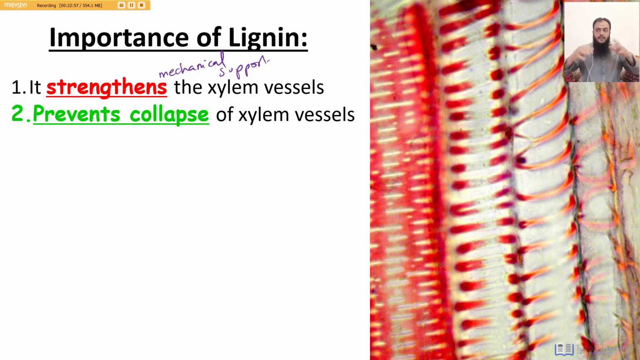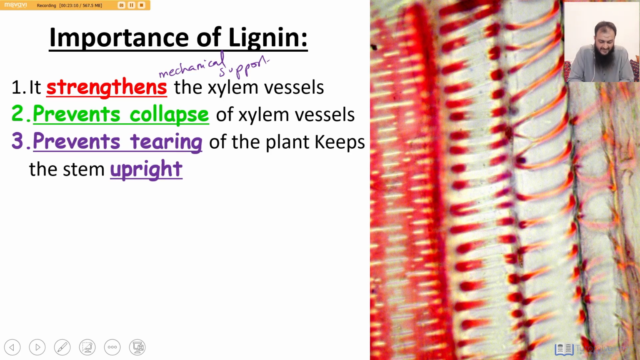Otherwise, it would be floppy. The plants would literally not have the posture that you can see they have. That's because of the lignin deposited within the xylem. So it prevents the collapse. Point number 3, it prevents tearing of plants, keeps them upright. I mean, imagine a strong wind blowing.